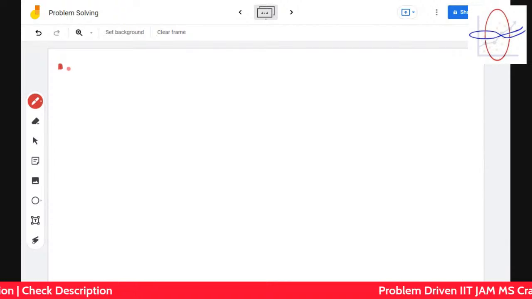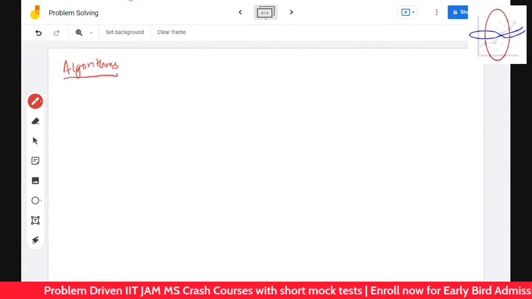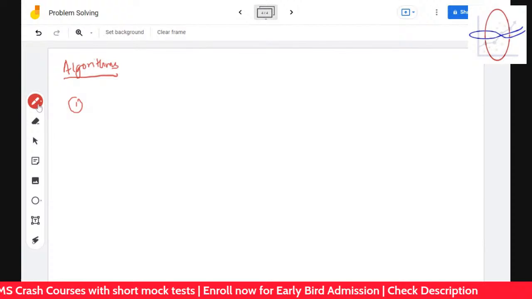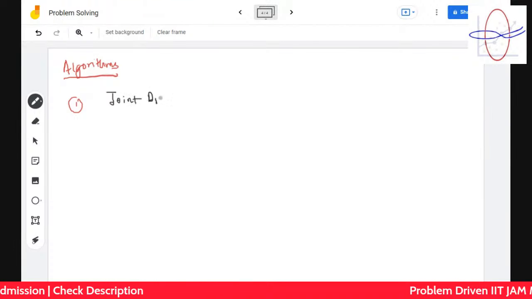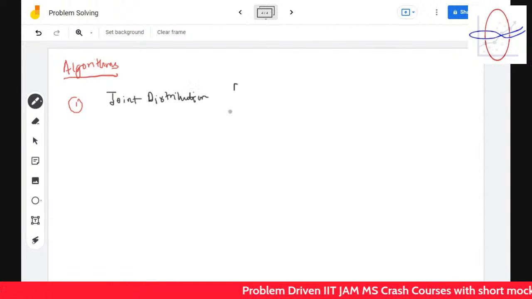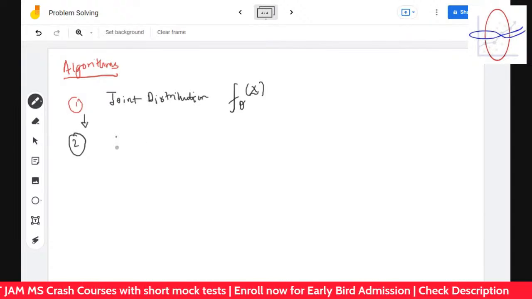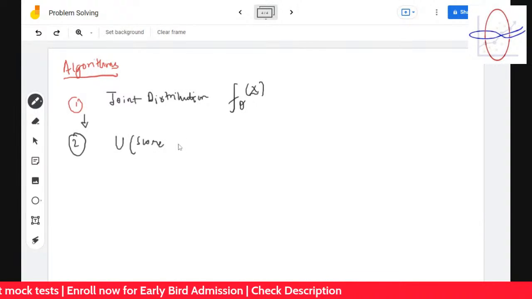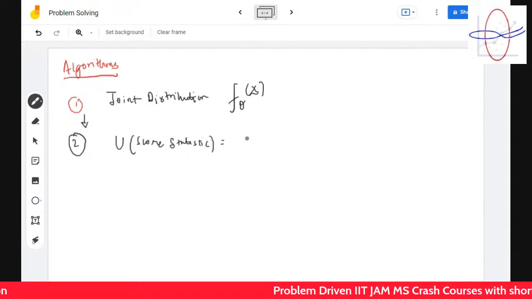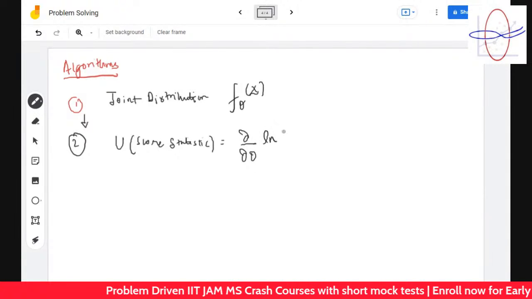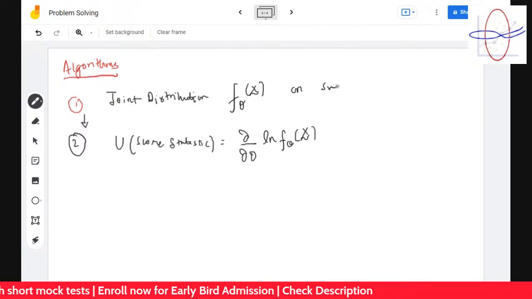So the algorithm to find the Cramér-Rao lower bound is the following. Number one, write the joint distribution, that is f theta of x. Second, find the score function, that is called the score statistic. You can also write it as U. Why U? Because it's unbiased. So it's del by del theta of log of f theta of x. This is a probability, so this will always be greater than 0, on the support. Why is it greater than 0?